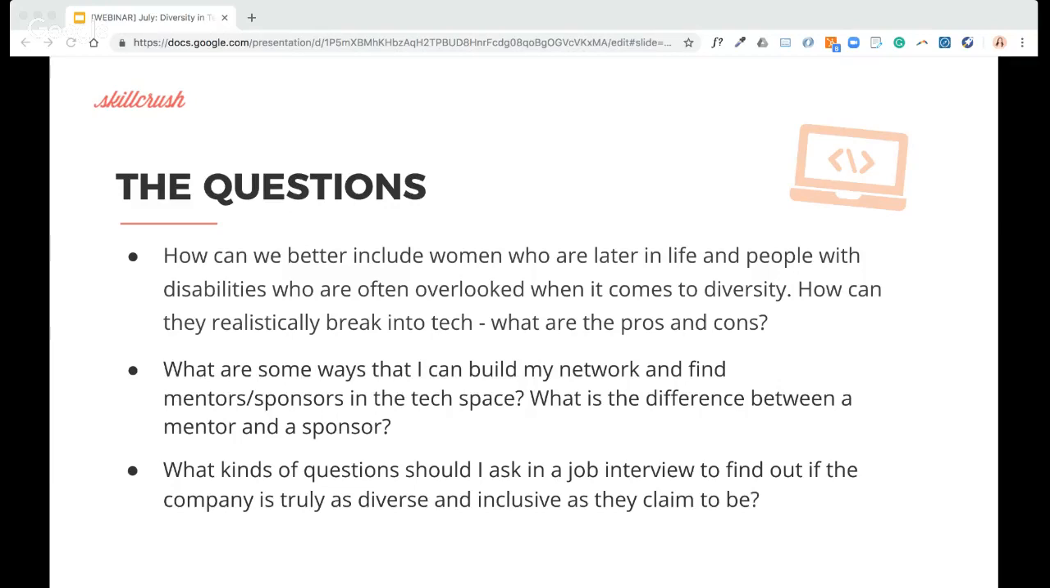So this question is the middle zone, I think, before you actually make it into tech. And that is, what kind of questions should I ask in a job interview to find out if a company is truly as diverse and inclusive as they claim to be? Does anyone have any thoughts?